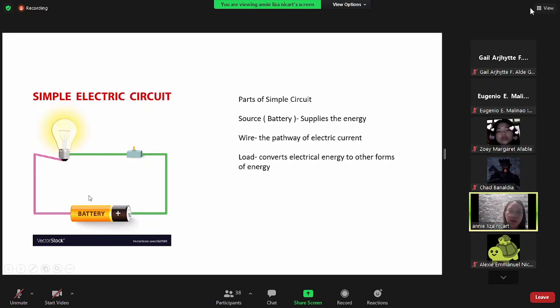the parts are the source. So ito, in this example, we have the battery. This supplies energy to the circuit. The wire, it serves as the pathway or ito yung pinaka-road for electric currents, for flowing electrons. And then the load. So yung load, yung kanyang main function, if it's a bulb, is to provide us light.